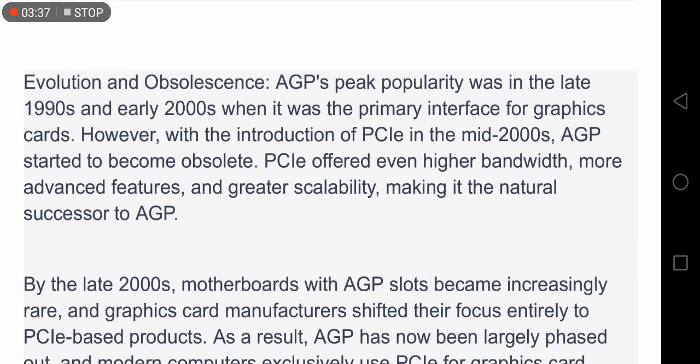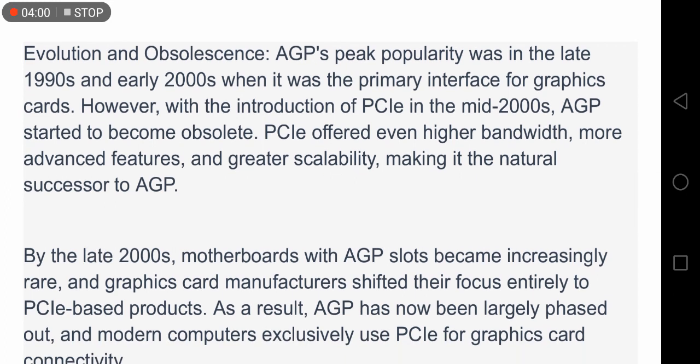Evolution and obsolescence. AGP's peak popularity was in the late 90s and early 2000s when it was the primary interface for graphics cards. However, with the introduction of PCI Express in the mid 2000s, AGP started to become obsolete. PCI Express offered even higher bandwidth, more advanced features, and greater scalability, making it the natural successor to AGP.